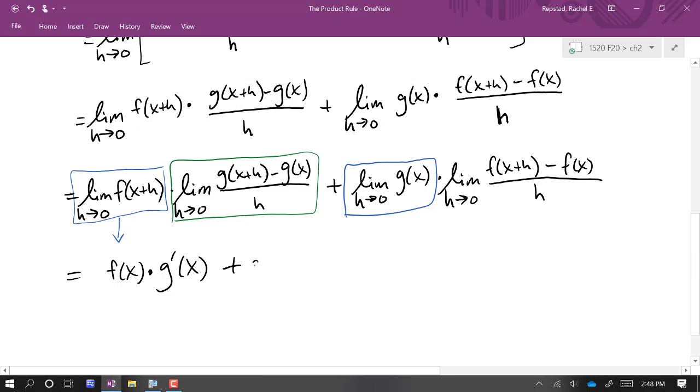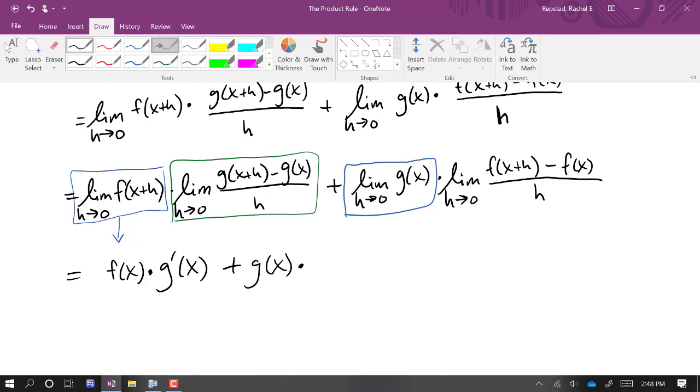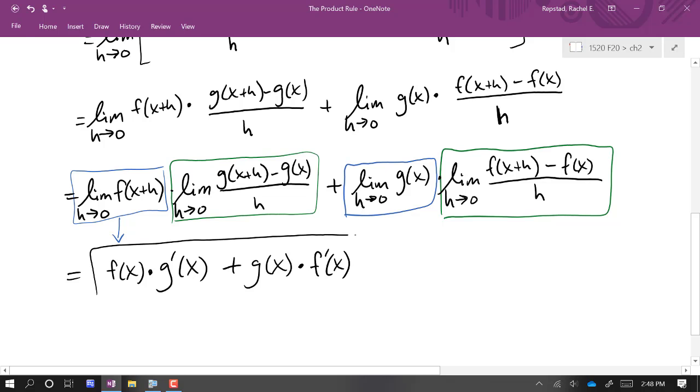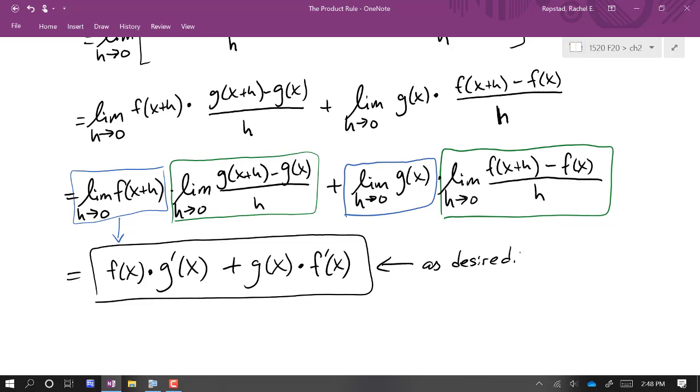So we have a factor of g of x here, times this last one, the limit as h approaches 0 of f of x plus h minus f of x all over h. That is the definition of f prime of x. That's the derivative of f with respect to x. So that is the product rule. That's what we were hoping to get. So there's a demonstration, or a proof, of why the product rule looks the way it does.